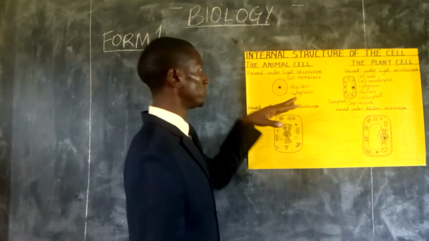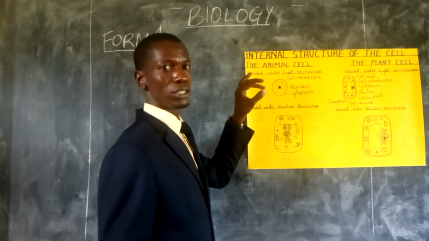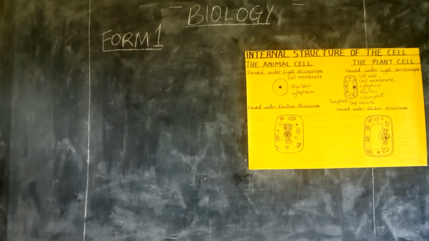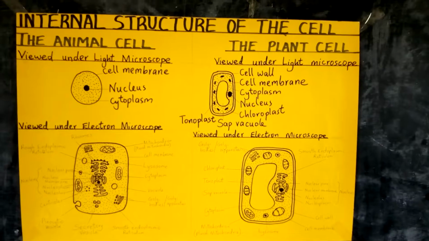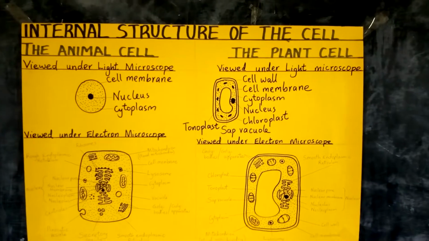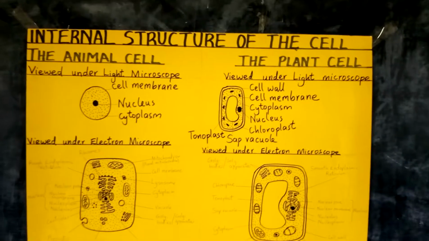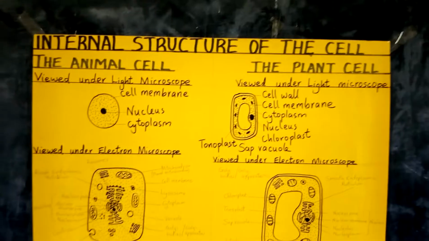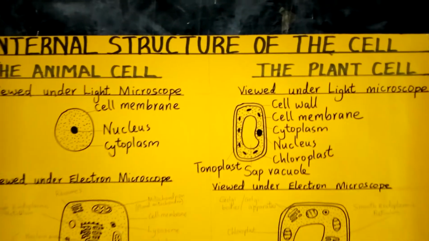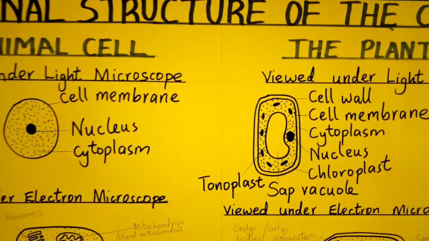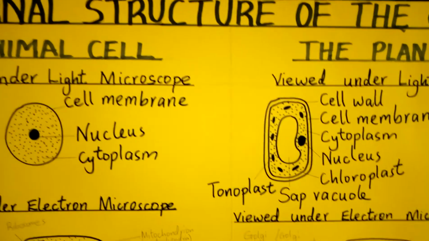Okay, let's go. When you look at this, there are some differences that we are going to note when we look at the plant and animal cells. I want us to check on these two and compare the differences that we'll be able to note amongst them.